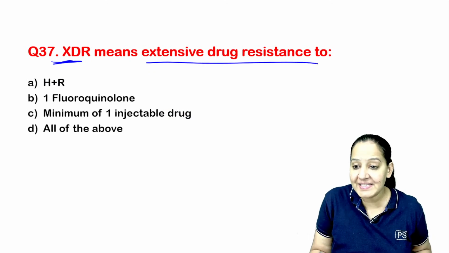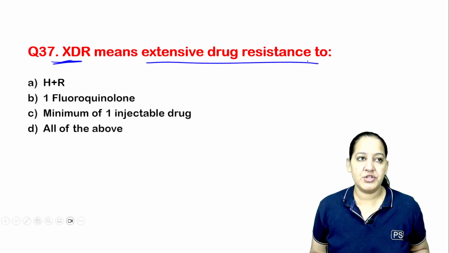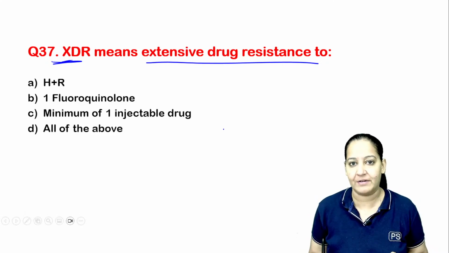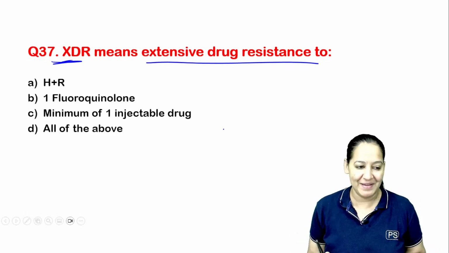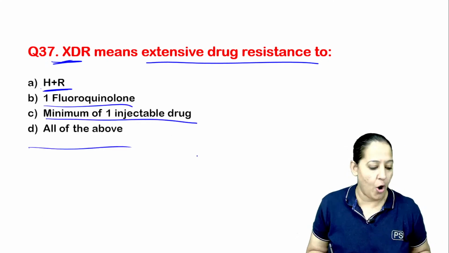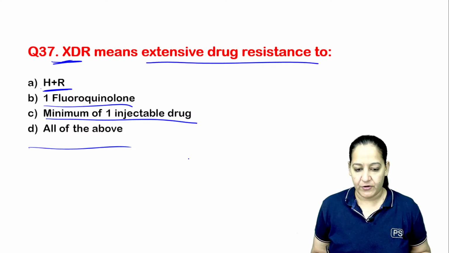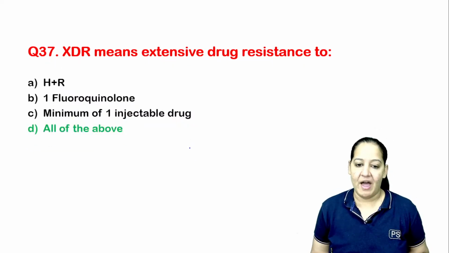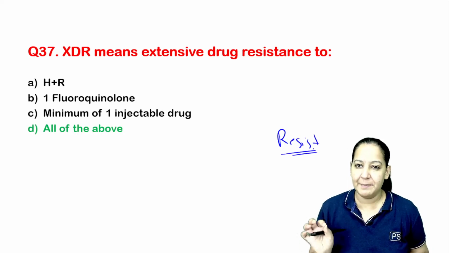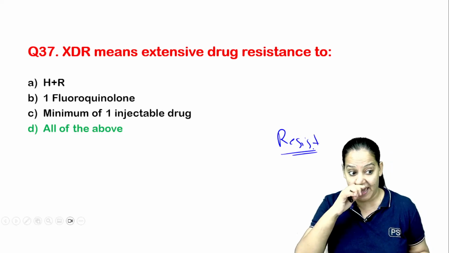So the next question is in front of you. XDR means extensive drug resistance to which drug? The question is about resistance in TB. Maybe it is related to pharmacology, but we will see a little bit here, the pharmacology portion and the PSM portion also. Is it minimum one of the injectable drugs, or all of the above? So what is the correct answer? Of course, the correct answer is D. So let me tell you everything about resistance in TB. I want to teach you a little bit about DOTS first, because I cannot teach you the resistance directly.